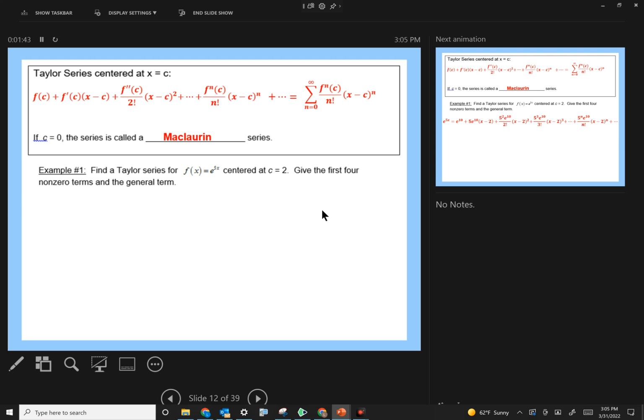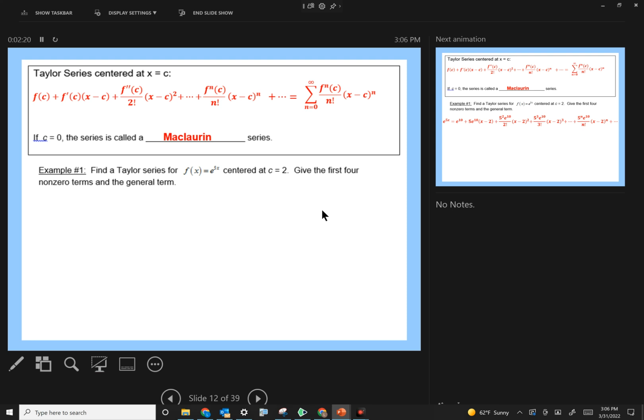I know, but, okay. Find a Taylor series for f of x equals e to the 5x centered at 2. We got this. Ready? Do they need to tell me what degree? No, because we're going on forever. Give the first 4 non-zero terms. So if I only want the first 4 terms, I really only need to go to the 4th derivative, right? Does that make sense? All right.